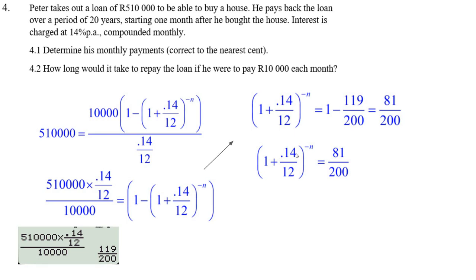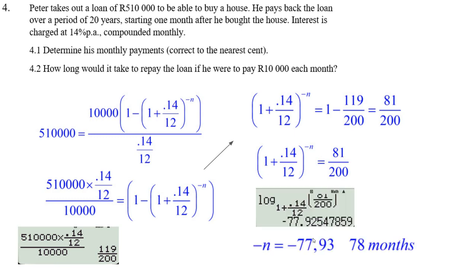I'm going to put this in the base of the log button. That's going to be the thing that the log of this to this base is going to give me, minus n. And that's what I do. I go to the log and I type the base in right like that. I guess I could make it into a fraction, but I don't. 81 over 200. I get negative 77 but it's negative n. So n is 77, but then a fraction of a payment. How many months is it going to take? Well, 78 months. You round up to make sense of this question. And there you go. Question 4.